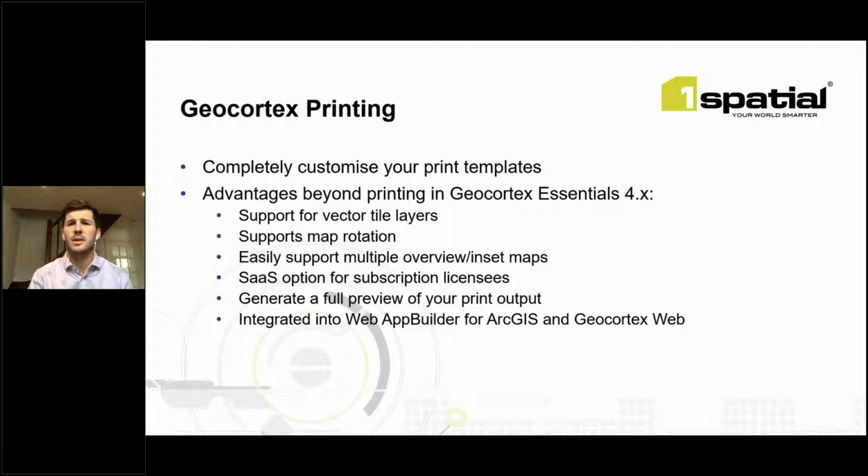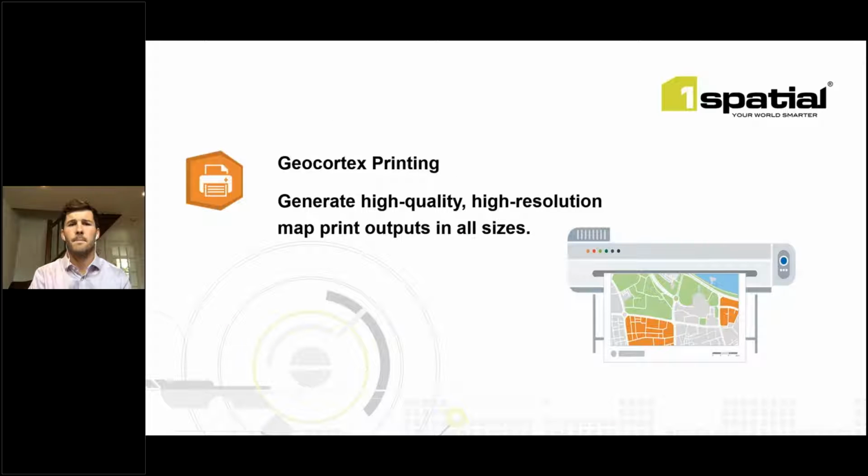It can seamlessly integrate into Geocortex Essentials to allow you to use printing templates alongside your existing version 4 templates. It is offered both as a software as a service and an on-premise version to suit any deployment. And you can view a full preview of your print output using real data when creating a template. You have the ability to print from Web AppBuilder applications using a printing widget. With Geocortex Printing, you can generate true to scale, high quality, high resolution map print outputs in all sizes.